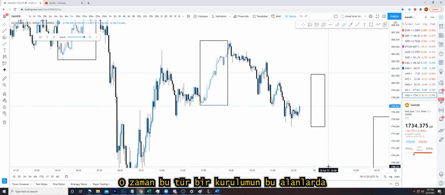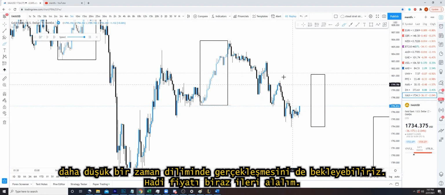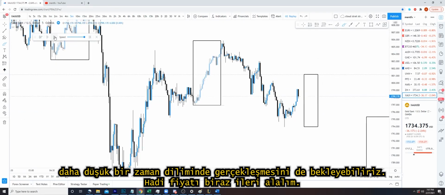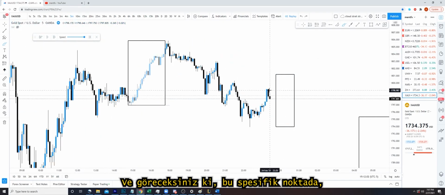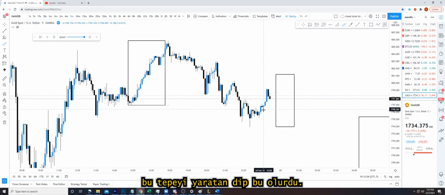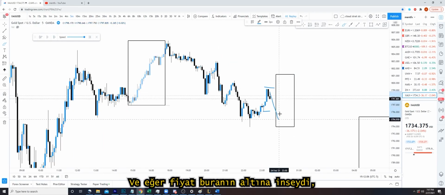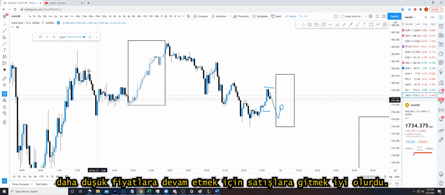Then we can also wait for this type of setup to occur on a lower time frame in these areas. So let's play price out a little bit, and you will see that at this specific point, the low that created this high would be this one. And if price got below here, this is good to go for sells to continue to lower prices.